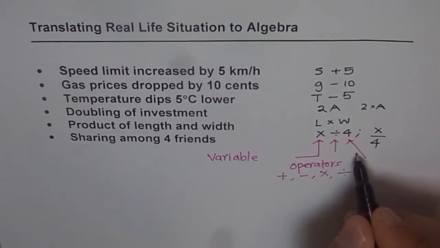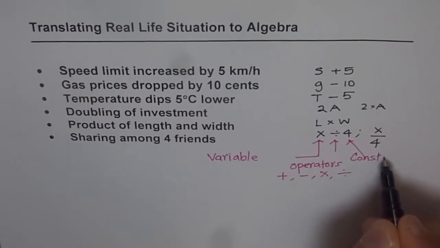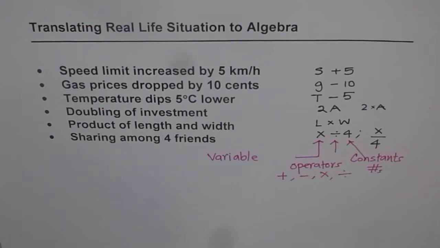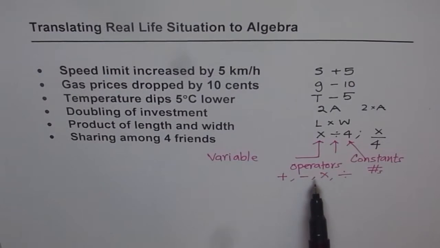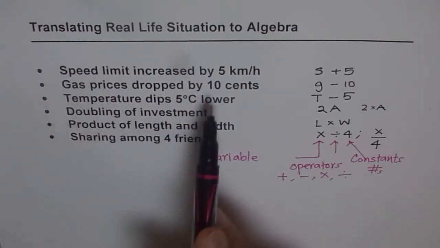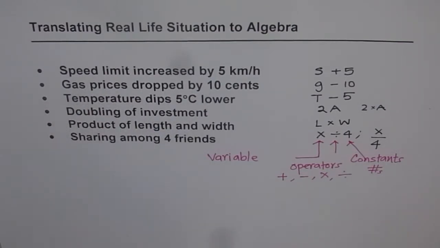So we call these numbers constants, which you can simply say are numbers, okay? So what you see in common here is that we have a variable, which can take any value, and then we have constants, and in between we have operators. When these things work together, it makes a lot of sense, and they can translate any given phrase, or a sentence, or a real life situation into an algebraic expression, right?